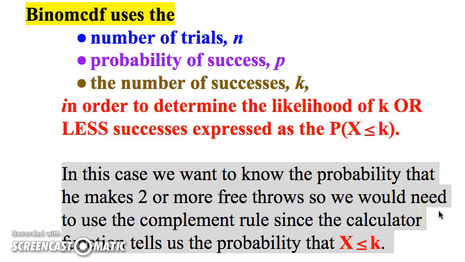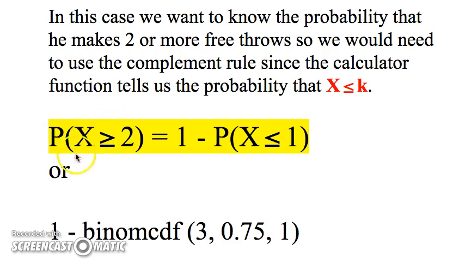Here we want to know 2 or more. So we have to quickly think, okay, I need to use the complement rule because I know the sum of all my outcomes equals 1, or 100%. So this is that first step. If we want a binomial calculation and we're using a greater than or equal to symbol, I want you to write out this first step, which is the complement rule: the complement of greater than or equal to 2 is less than or equal to 1.